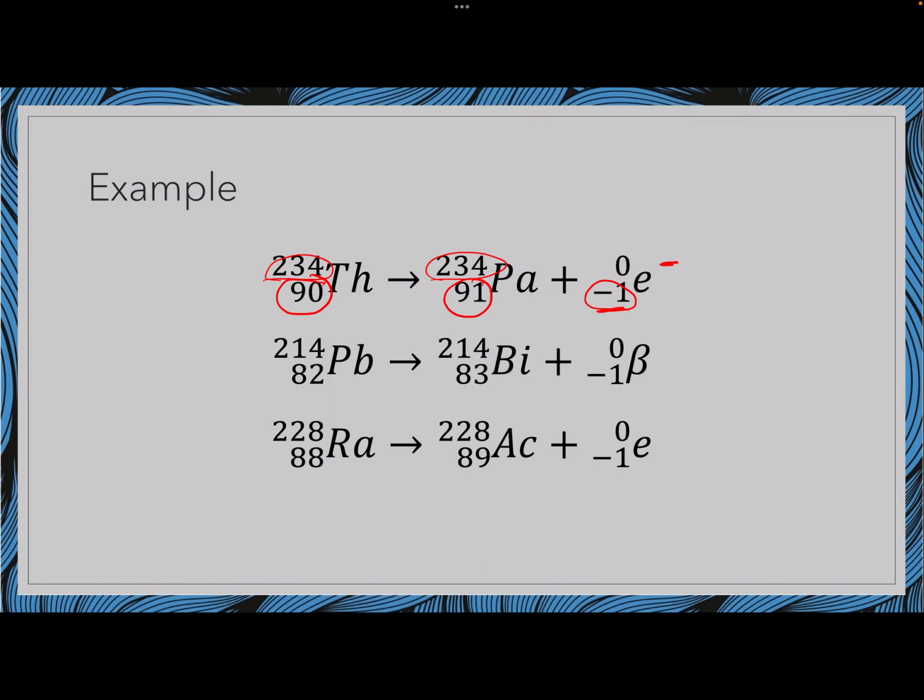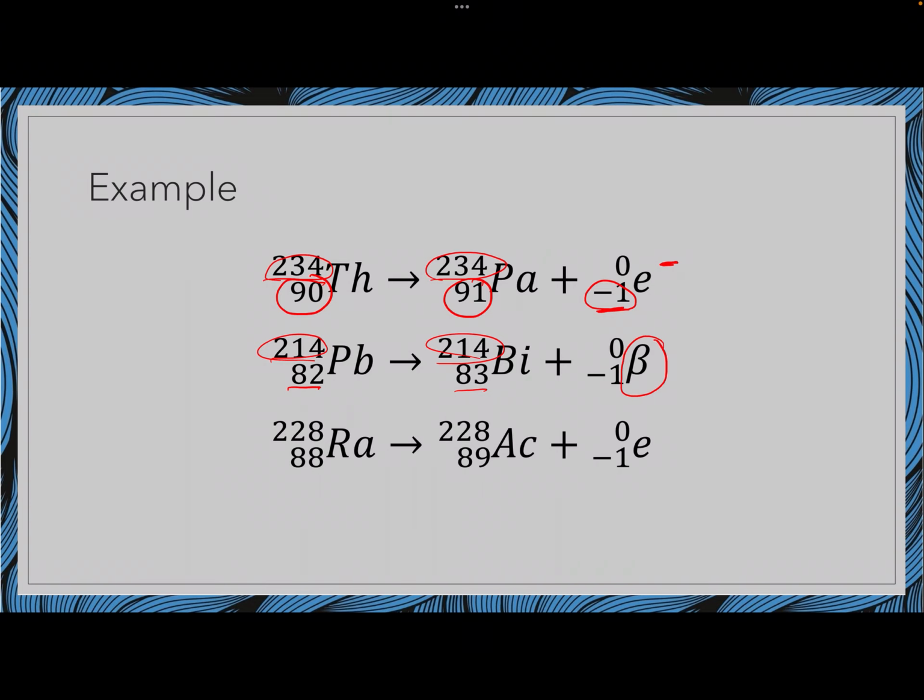Going on to the second one, we have lead-214 undergoes a beta decay to form bismuth-214. Again, the atomic number goes up by 1, and this time we've written it as a beta. So you can write it as the e minus, or the beta. They're all accepted. But the important thing is that the mass doesn't change. Now, lastly, we have radium-228 undergoes a beta decay to actinium-228 plus our electron.